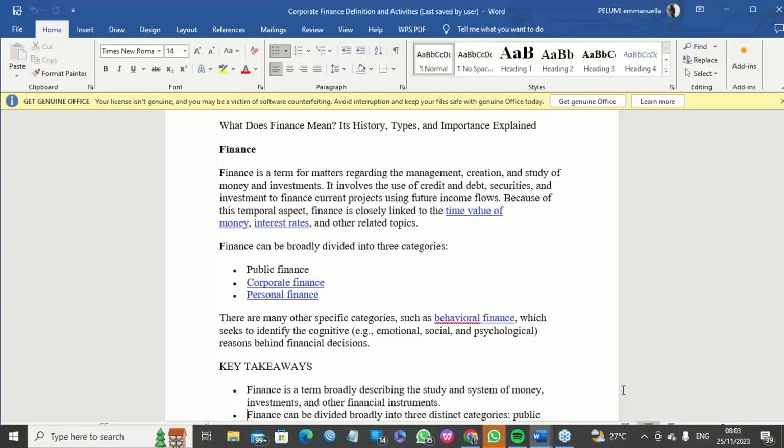We also talk about interest rates and other related topics. Finance is broadly divided into categories. We have public finance, we have corporate finance, which we are really dealing with today, and then we also have personal finance. There are many other specific categories, such as behavioral finance, which seeks to identify the cognitive, that's the emotional, the social, and the psychological reasonings behind financial decisions.